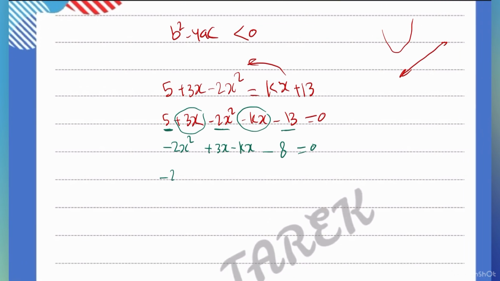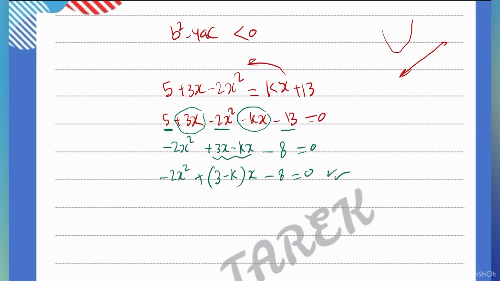After that, we have negative 2x power 2. By the way, between these two terms we can take x as a common factor outside. I put x here, and then we write the coefficient beside it. The coefficient here is going to be 3 minus k, positive, because it comes from this and this. Take x outside as the common factor, so we come up with 3 minus k. Then minus 8 equal to 0.